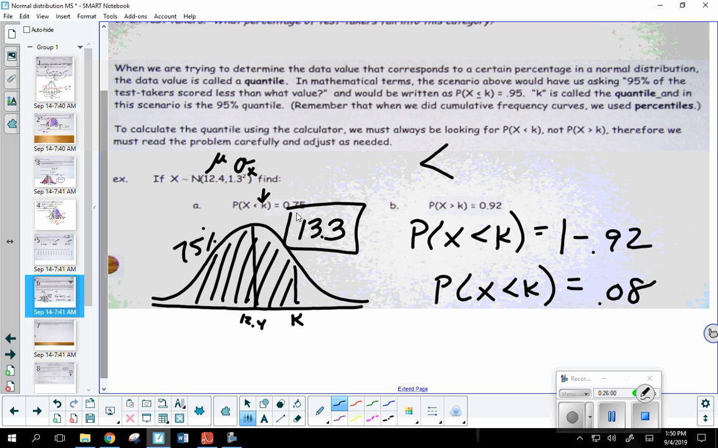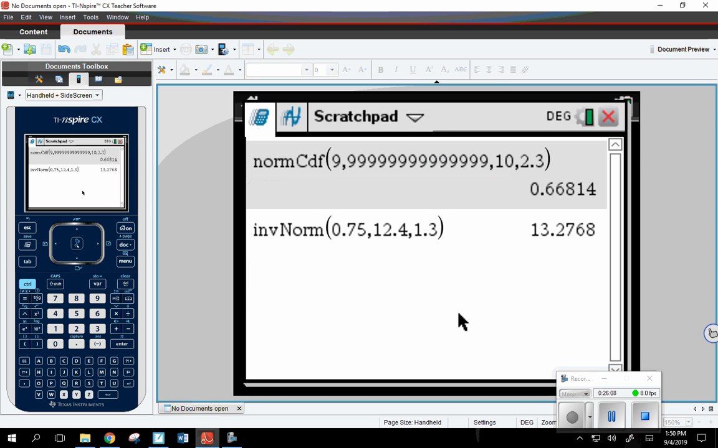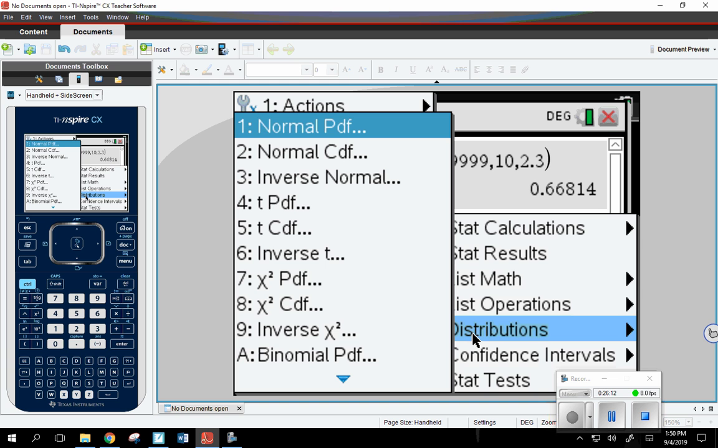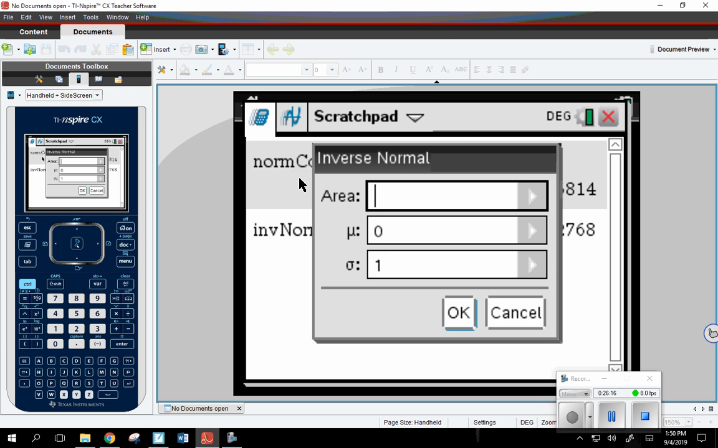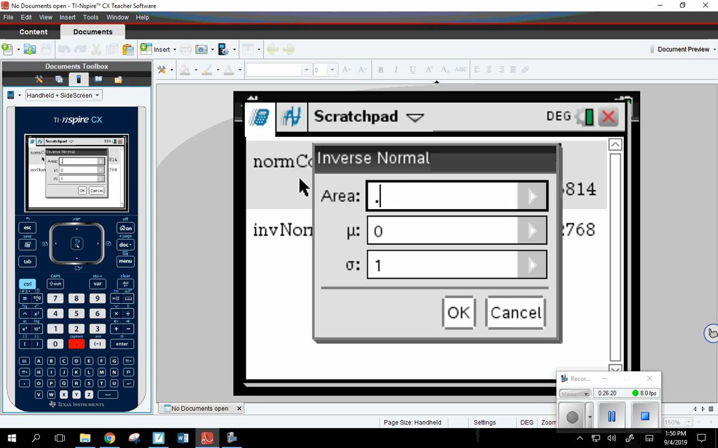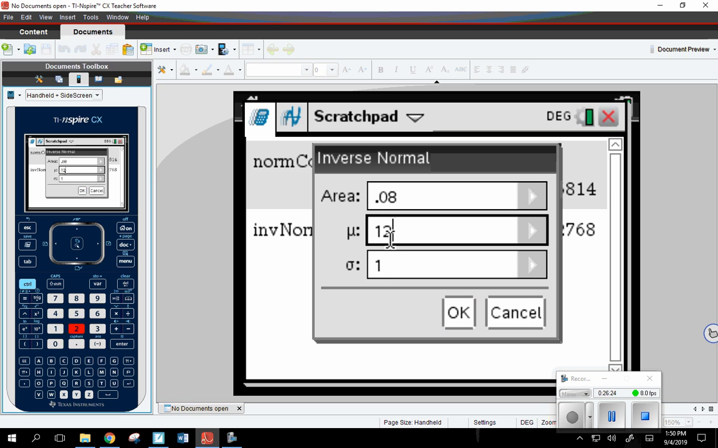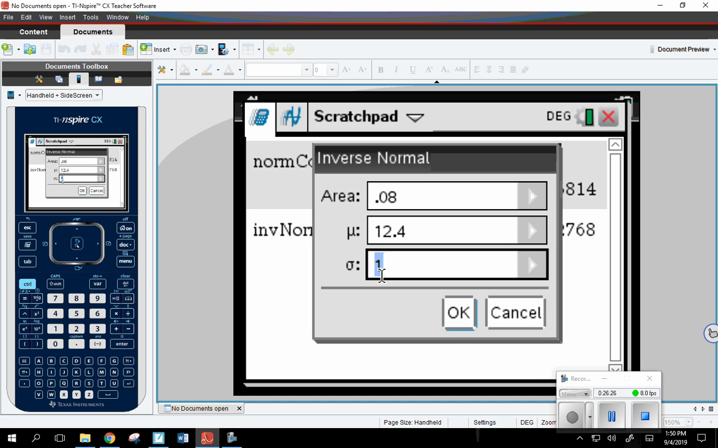0.08. Okay, now you have the correct information that we can put in the calculator. So let's see what we got here. I'm going to go to menu, statistics, distributions. What do I choose? Inverse normal. Okay, so because it was greater than, I'm not putting in 0.92, I'm going to put in 0.08. Then we had a 12.4 and a 1.3.